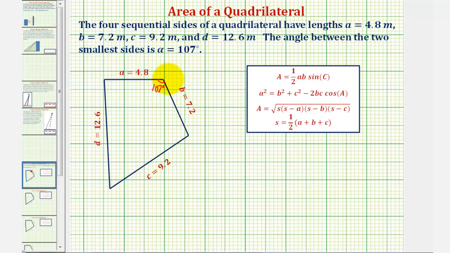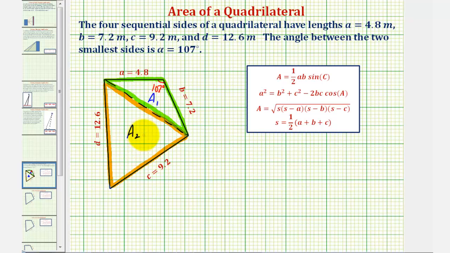To find the area of this quadrilateral, we'll divide it up into two triangles, find the area of each triangle, and then find the sum of the two areas. So let's divide this so that one triangle has an angle that measures 107 degrees. Let's go ahead and divide the quadrilateral here. So we'll first find the area of this triangle, which we'll call area A sub 1, and then we'll find the area of the second triangle, which we'll call area A sub 2.